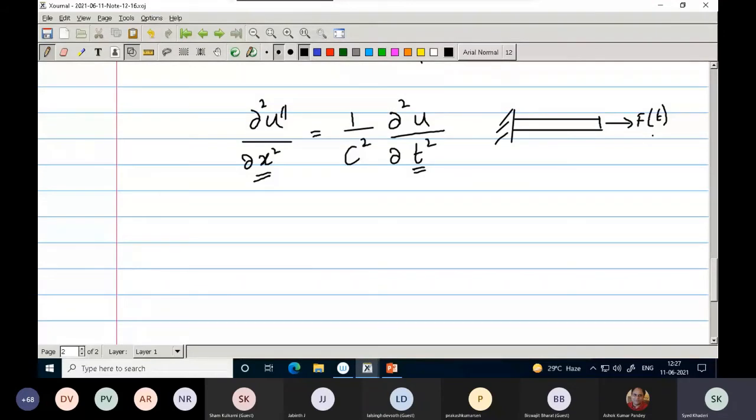In this particular problem, let us say that the force is increasing with time like this, and then it remains constant. We say the force is increasing with time over a time period of, let us say, tau. And let us say this particular bar has a length L. Now I can define some dimensionless distance.